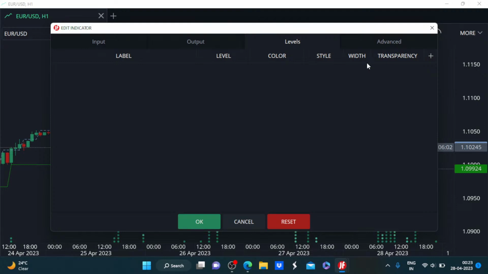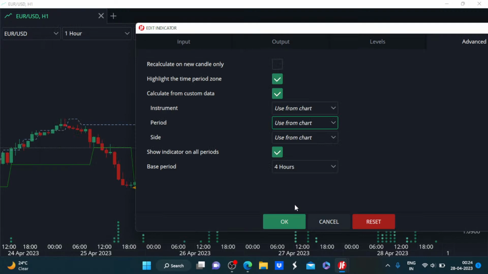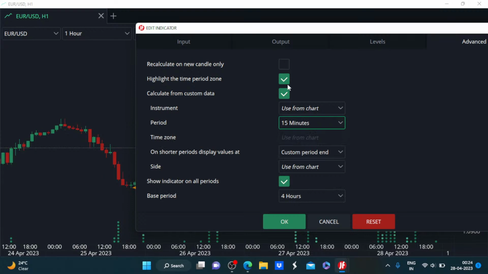Highlight the time period zone. Whatever is your calculation period will be highlighted. Calculate from custom data. You can vary the instrument, candle period, and the spread side. So you can simply use from the chart, or you can specify, customize these options for more customization of the indicator as per your preference. Suppose, for example, you want the calculation of the indicator to be done with each candle of 15 minutes, even though the chart is of hourly, you can do that as well.